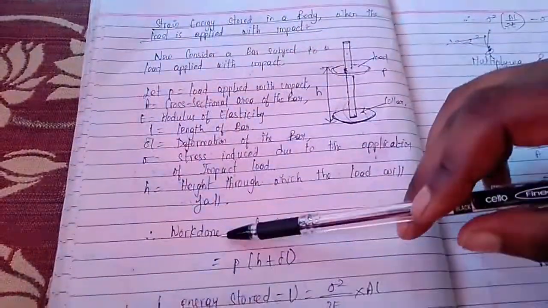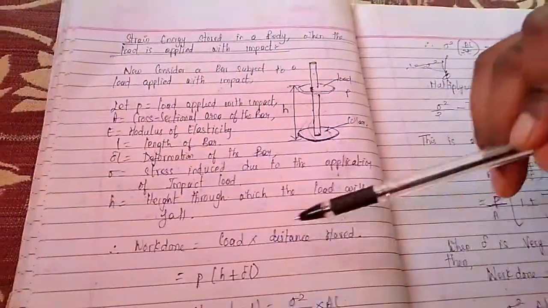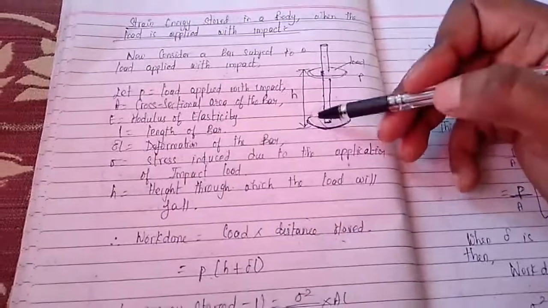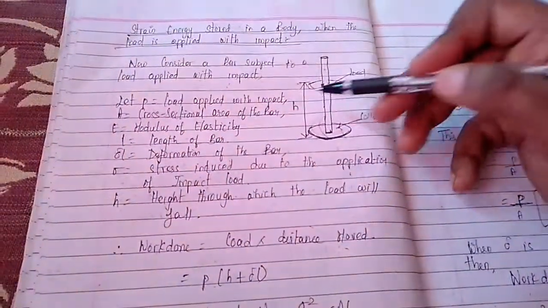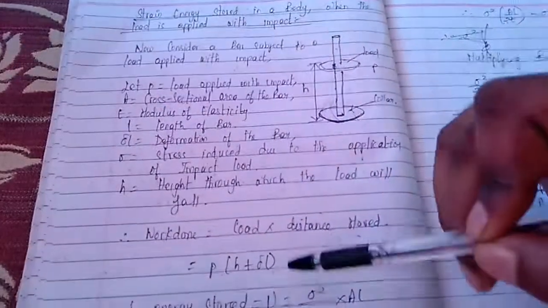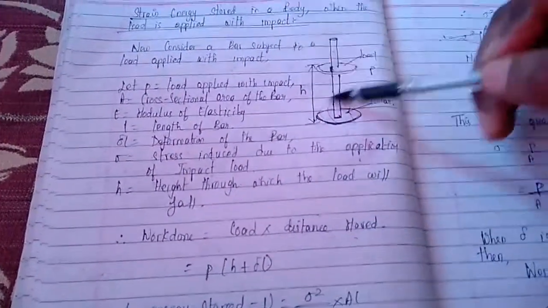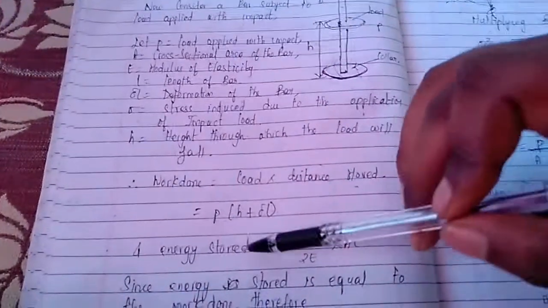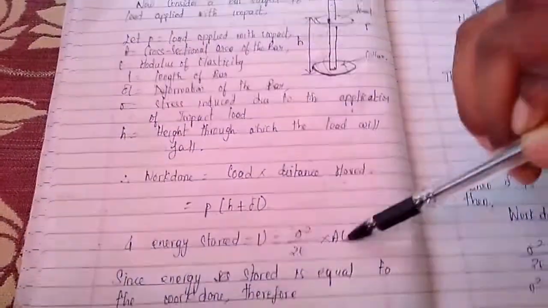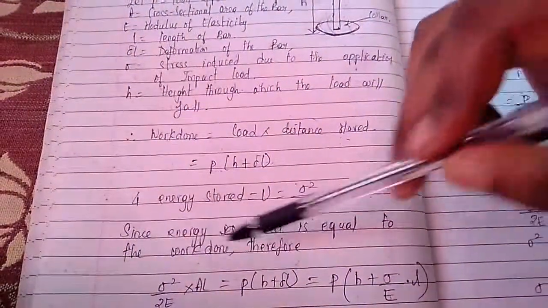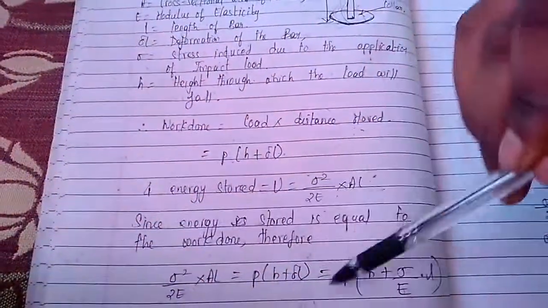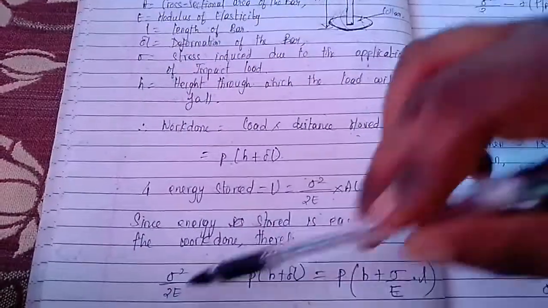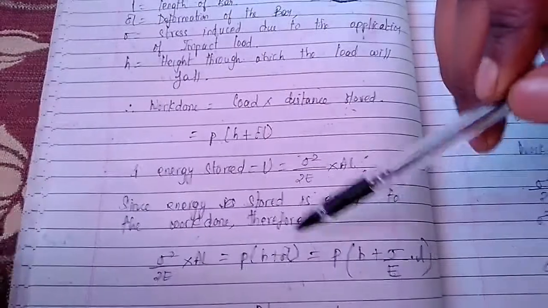So you know what is work done? Work done is equal to load into distance, load into deformation. So your load is P. Distance is nothing but the load is at a distance of height H and the deformation is dou L. So load into H plus dou L. You know your strain energy U is equal to sigma square by 2E into AL. Since energy stored is equal to the work done, equate these two equations: P into H plus dou L and U is equal to sigma square by 2E into AL.